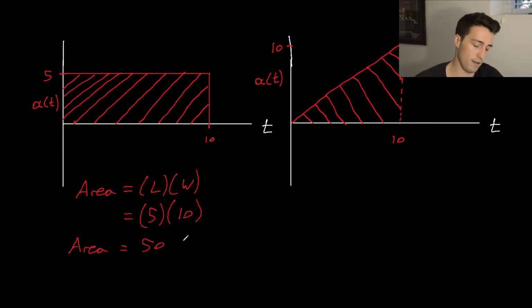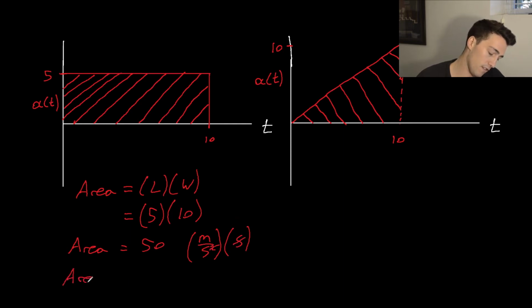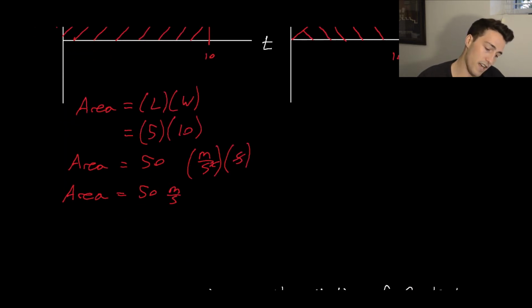But again, 50 what? Our length is in meters per second squared because it's acceleration, on the vertical axis here. So this is 5 meters per second squared. And then we're multiplying it by time, which is just seconds. So now the seconds cancel, and we get an area equal to 50 meters per second. Noting that meters per second is just the unit for velocity, the area of an acceleration versus time graph is equal to velocity.